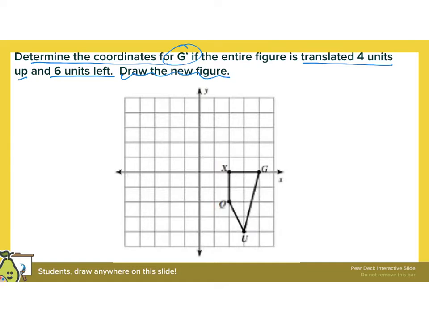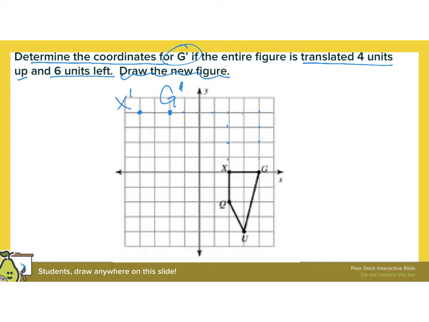4 units up, 6 units left. So 1, 2, 3, 4. 1, 2, 3, 4, 5, 6. This is where G prime is, so that's the question. 1, 2, 3, 4. 1, 2, 3, 4, 5, 6. This is X prime.